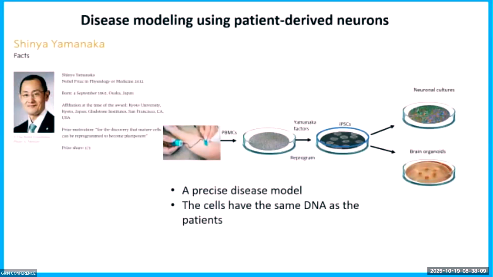And the advantage of this model is that it's a precise disease model, in the sense that the neurons in the end have the exact same DNA as the patient. So then we don't have to develop a specific mouse model for each of the mutations. And also, in psychiatric disorders especially, there is sometimes no one relevant mouse model, because many genes are affected.